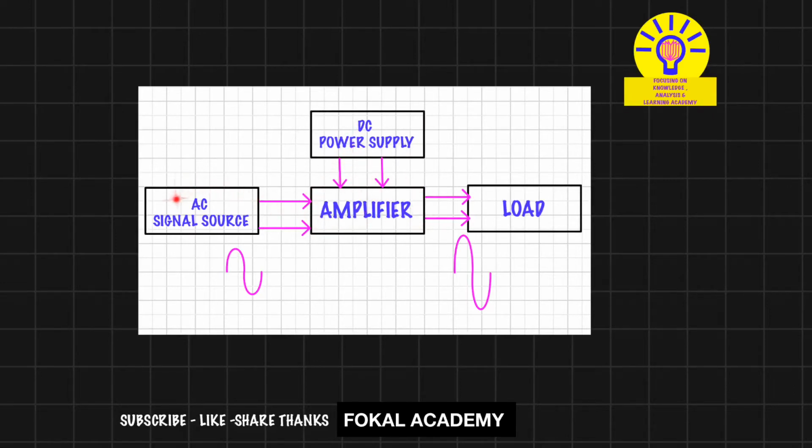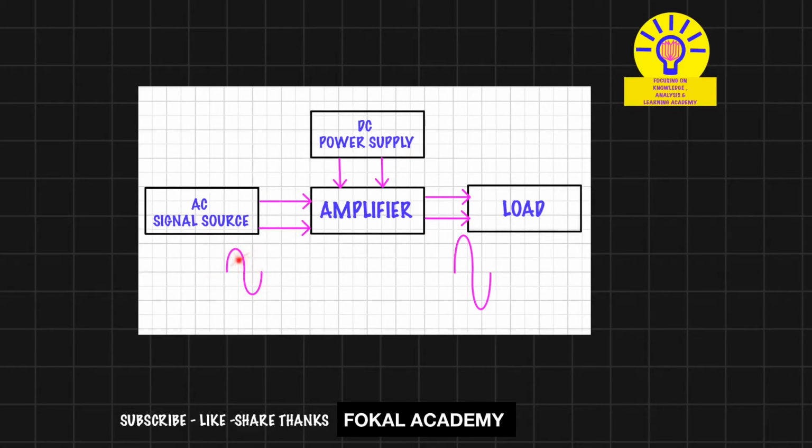Here the amplifier is activated with a DC power supply. We give one signal, that is an AC signal, and we get another AC signal as output, and this output is supplied to the load. So here the signal will be amplified. The strength of the signal, whether power, current, or voltage level, will be amplified. This is the process and functionality of the amplifier.